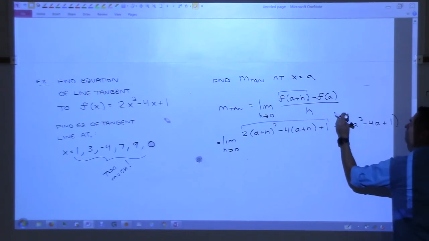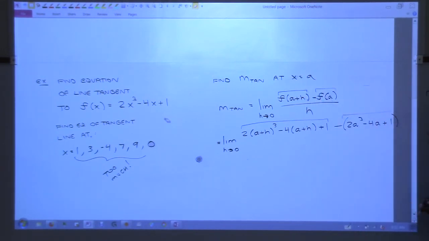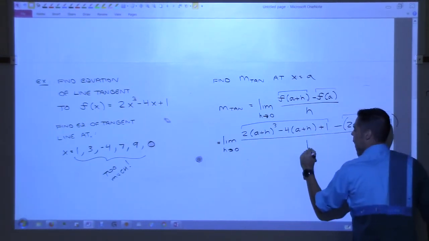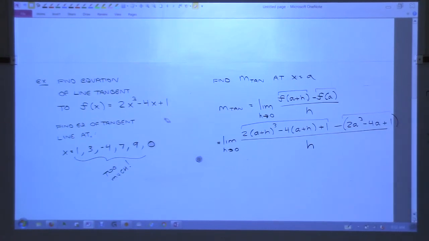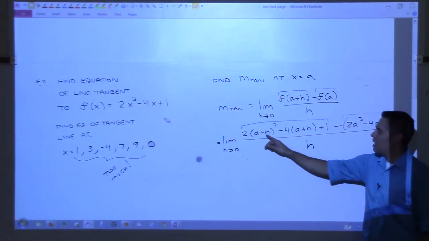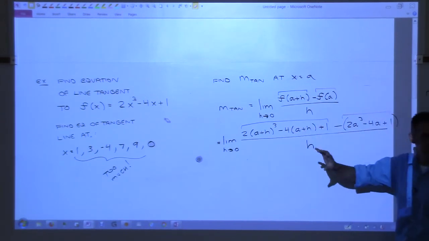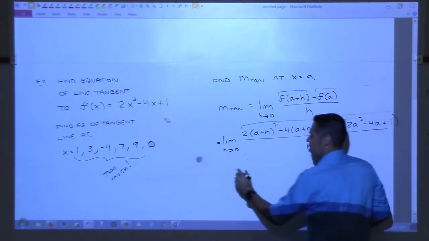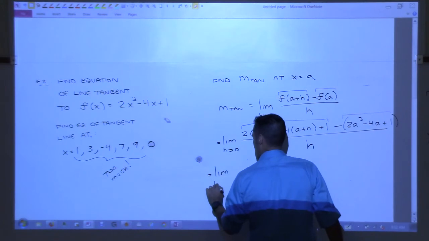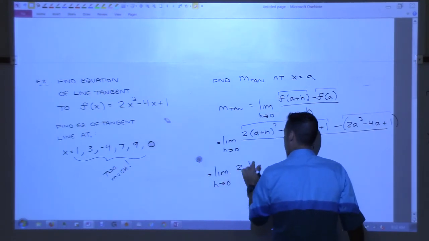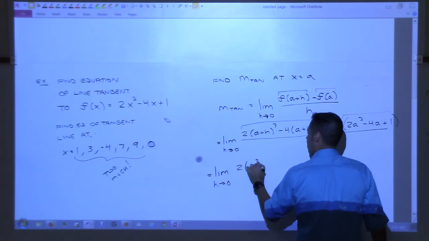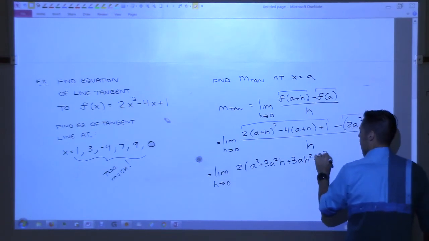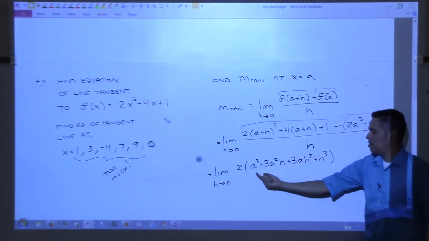Okay, so this is this. And then we still have all of that divided by h. Now, because of time constraints, I'm going to do the a plus h cubed just mentally, and I can trust that you could go and do all the multiplication for that. Yes? Okay. So this is the limit as h goes to 0 of 2 times, then if you cube that, you get a cubed plus 3a squared h plus 3ah squared plus h cubed. Okay, so just trust me that when you cube that, you get that. All right?